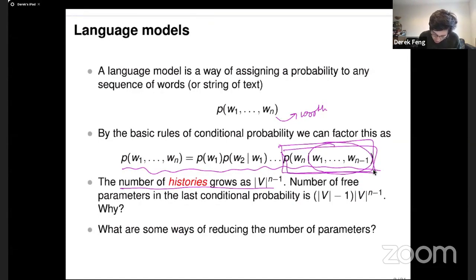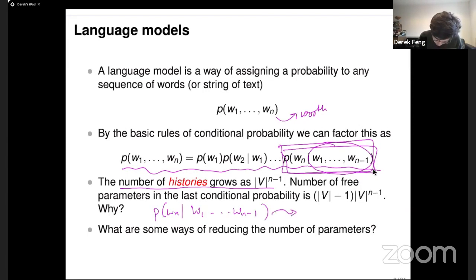Then, if I look at this, what is actually the number of free parameters in this conditional probability? I'm just going to work through this. If you think about it, for each w_n, for each set of w_1 to w_{n-1}, we have the probability of w_n given that history. So for one particular history, I want to figure out the probability distribution for my w_n.